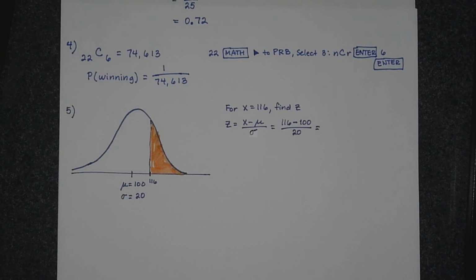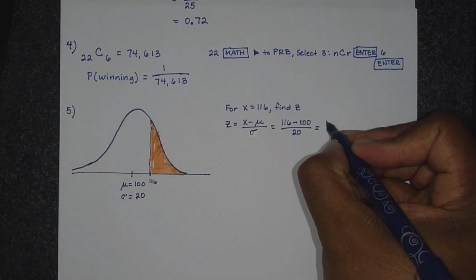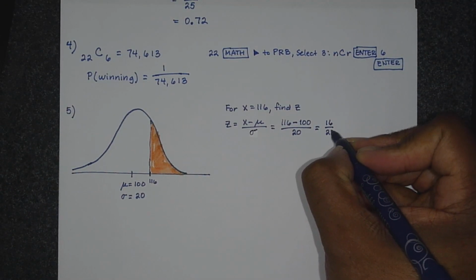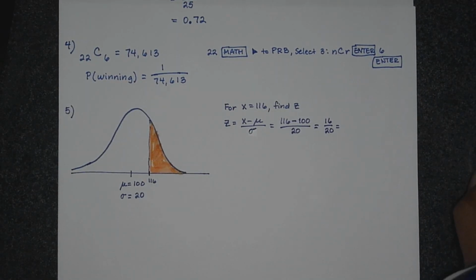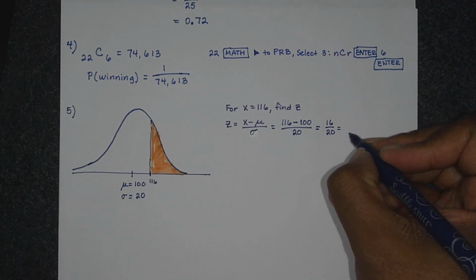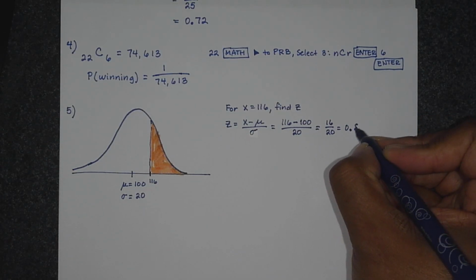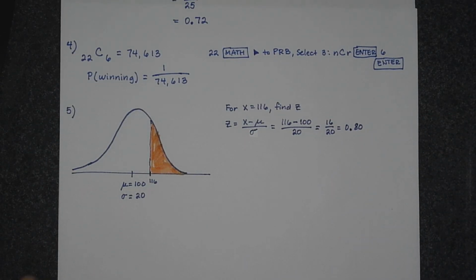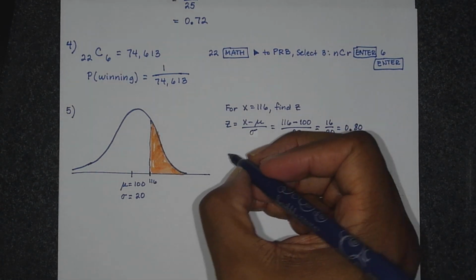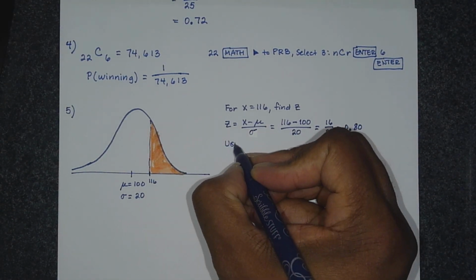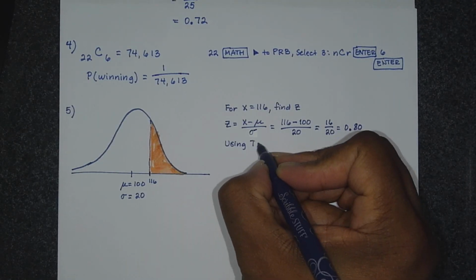Now, if we do 116 minus 100, that would be 16. And 16 divided by 20 as a decimal will give us 0.8. And I'm going to carry this out to 2 decimal places. That's going to be 0.80. Okay, and then we use table A-2. And I'm going to go ahead and write this out.